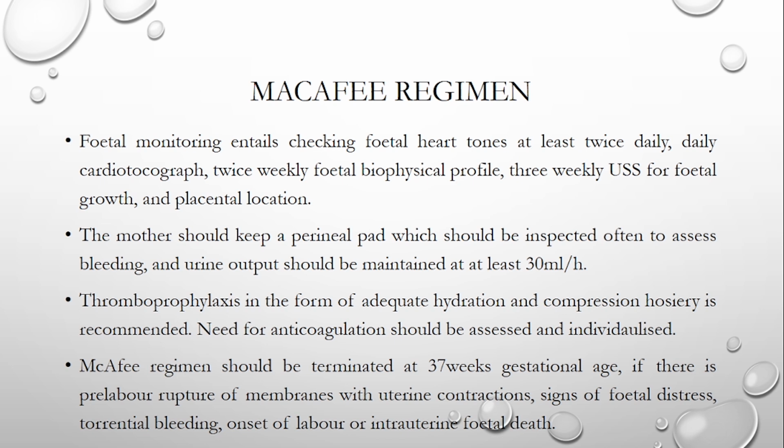The mother should keep a perineal pad from which we can monitor continuous vaginal bleeding. The urinary output also should be maintained at least 30 ml per hour. You need to look at the urinary output and ensure that the woman is making at least 30 ml per hour.